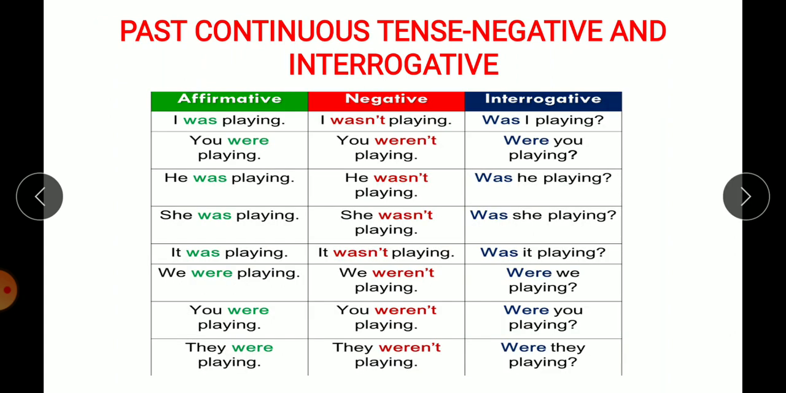Right? Same goes for past continuous. The words that are highlighted in green, they are helping verbs. So if you put not after them, it will become negative. And if you change the position of these helping verbs to in front of the subject, it will become an interrogative sentence.